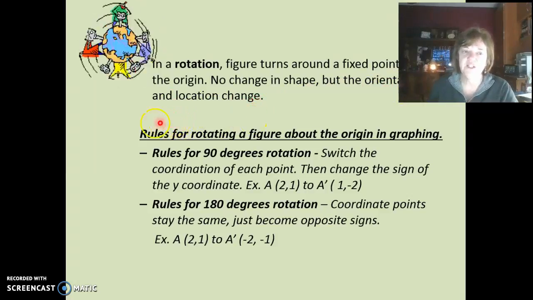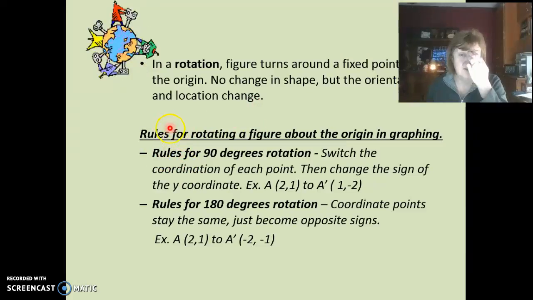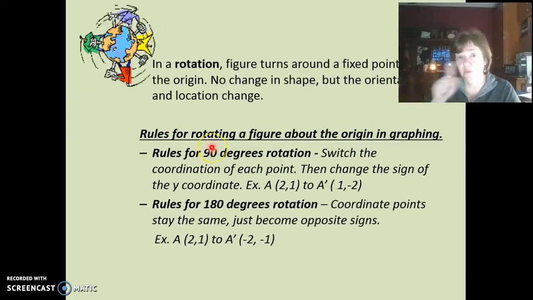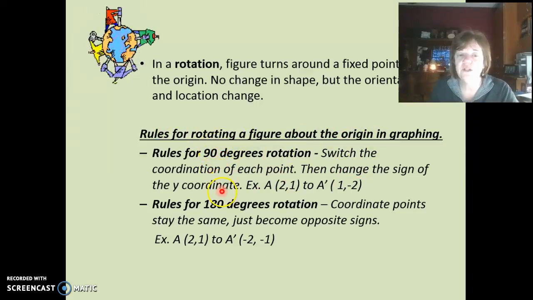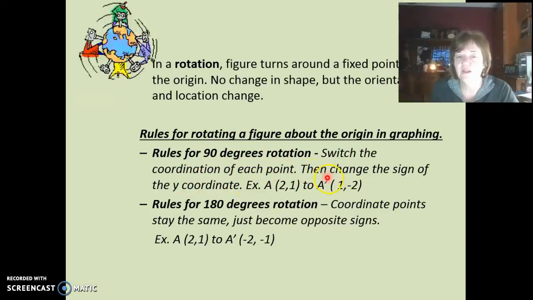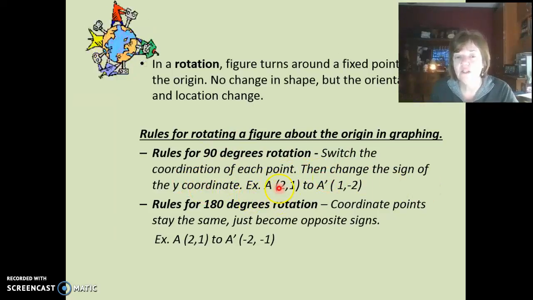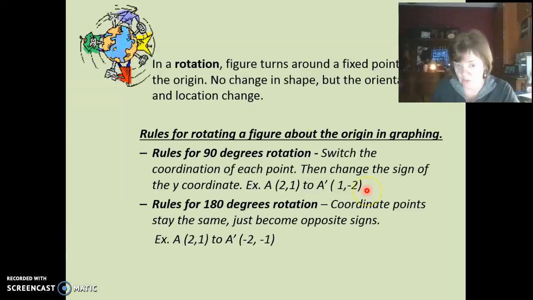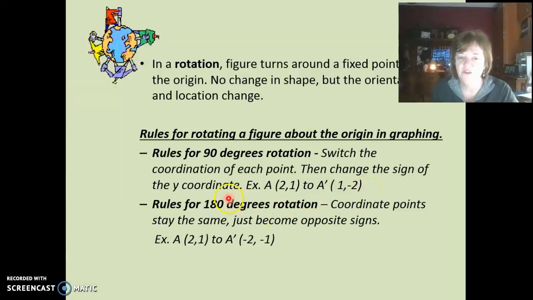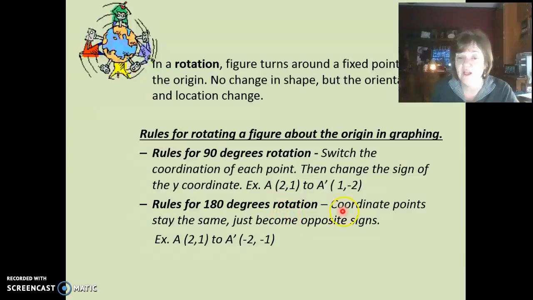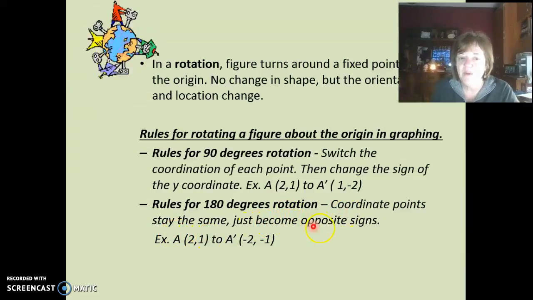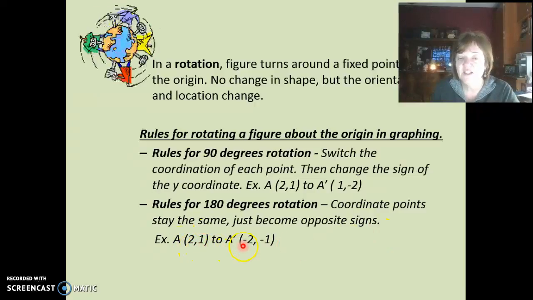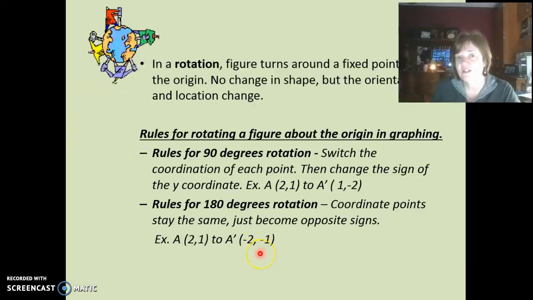So, if we're going to change it around the origin, okay, and it's going to be a 90-degree turn, that's 1/4 of the way around, we're going to switch the coordinates of each point and then change the sign of the y. Whoa. So if a point happened to be at 2, 1, it's going to become 1, -2. Ooh. I wonder how the 180-degree one would turn. That's halfway around, right? Coordinate points stay the same, but become opposite signs. Oh, look at that. So 2, 1 just changes to -2, -1. Interesting, isn't it?